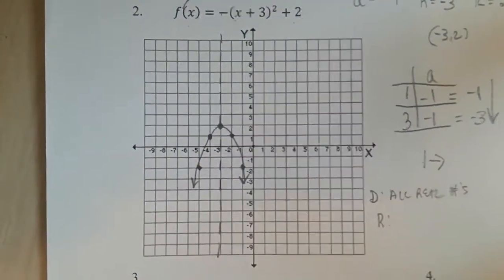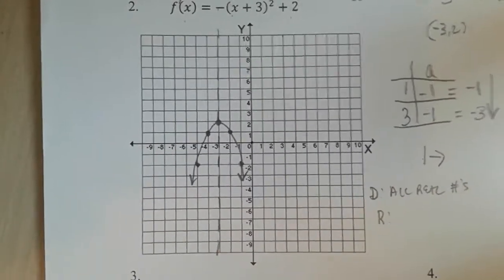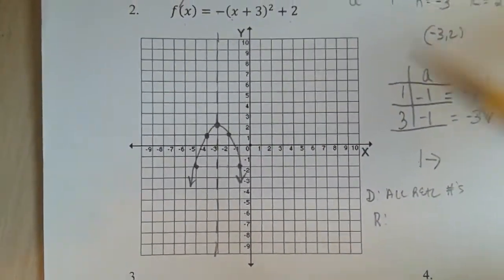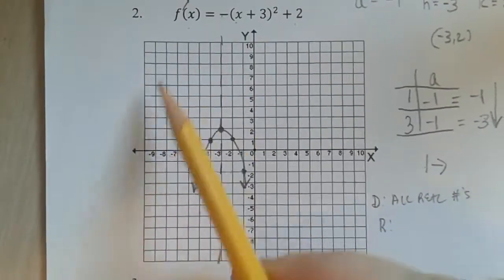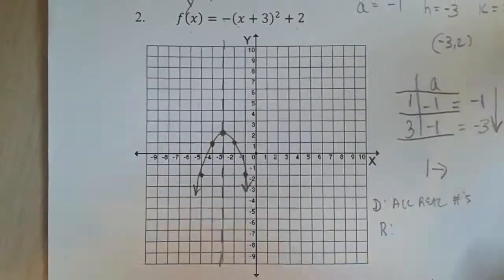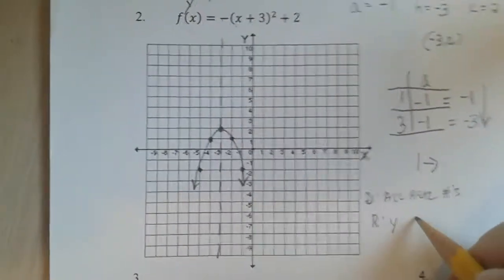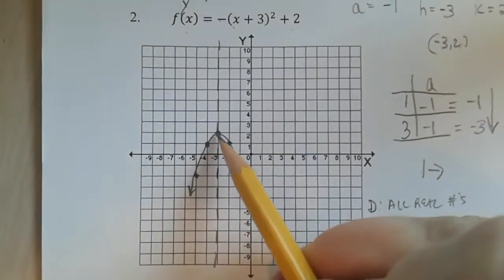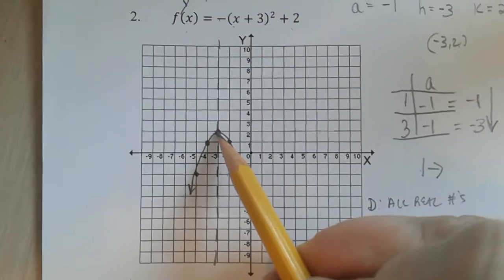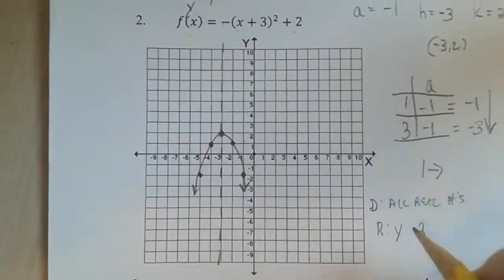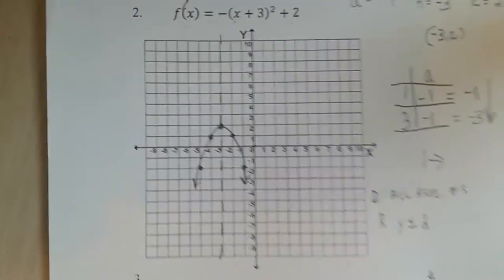Any x value can go in, but there's a restriction in the range because not every y value is going to come out. We see that there's no part of the curve up here. This is the highest point of the curve. So once again, the range, we take the y coordinate of our vertex. This graph opens down, so this is the greatest y value we're going to see on the curve. So y is less than or equal to 2.